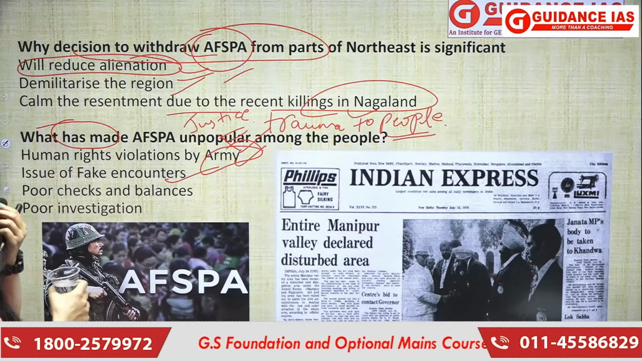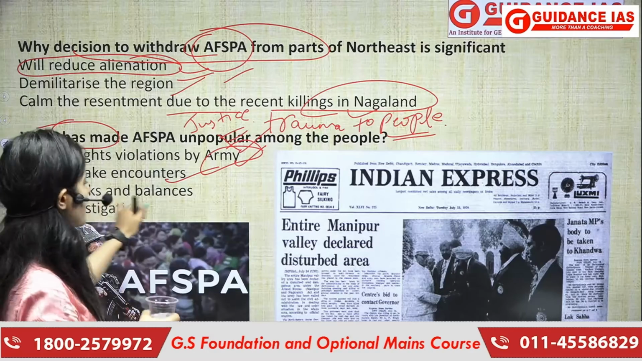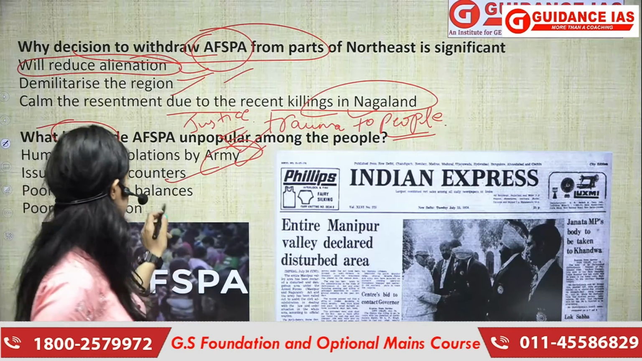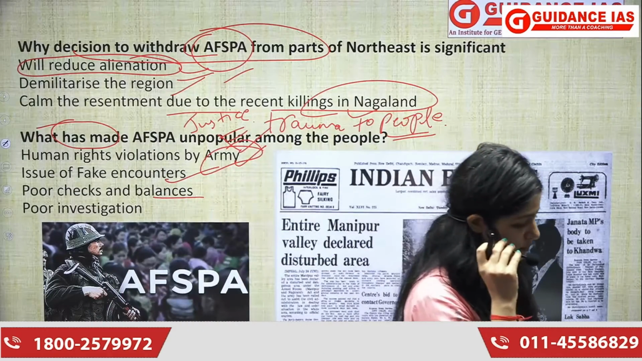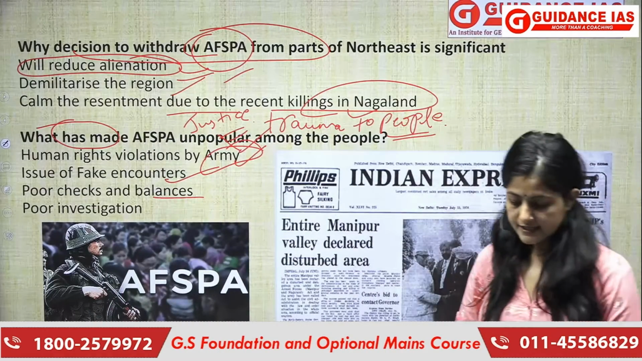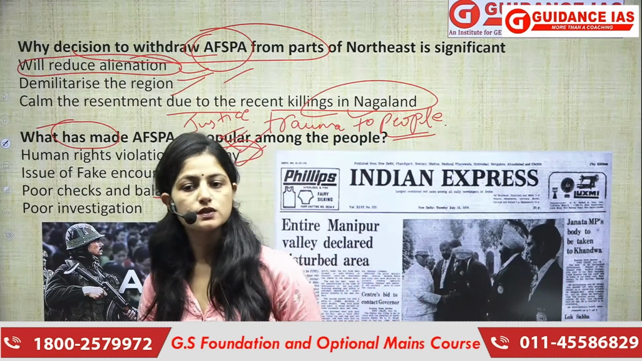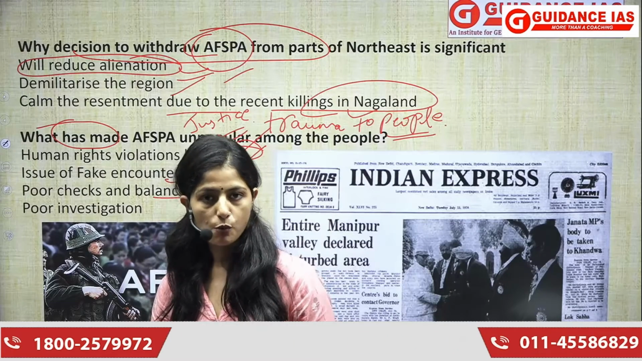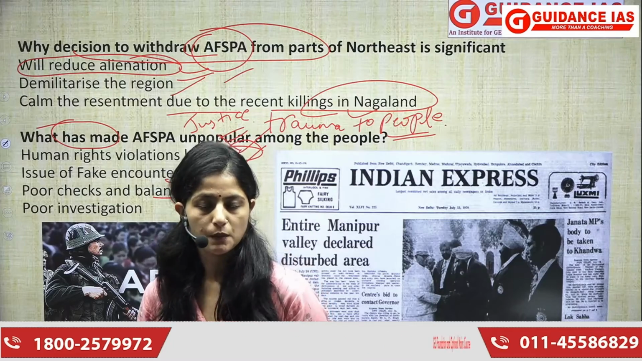Okay, next is poor checks and balances. So poor checks and balances, what do we understand by poor checks and balances? See, when we talk about poor checks and balances, this act basically gives the armed forces absolute power to fire and open fire without giving, as I've told you, any warning to the suspect.